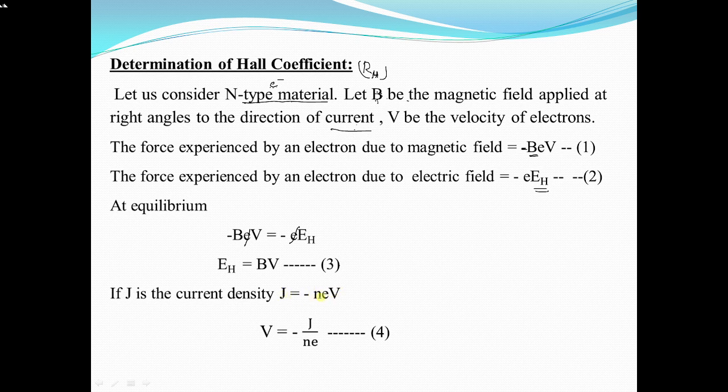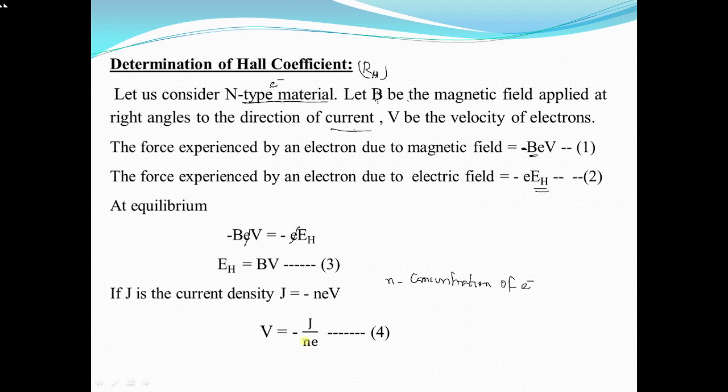Current density J is equal to minus nev. Here n represents concentration of electrons, and e represents charge of electrons. Now v is equal to minus J by ne. I can write it as minus J by ne. This is equation number 4.